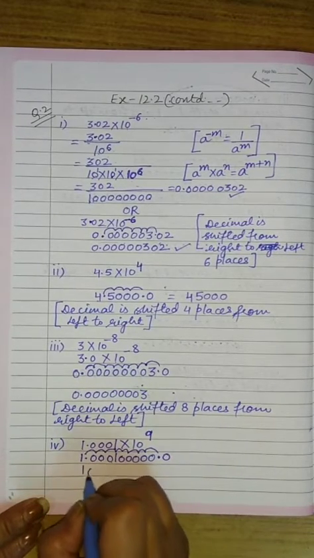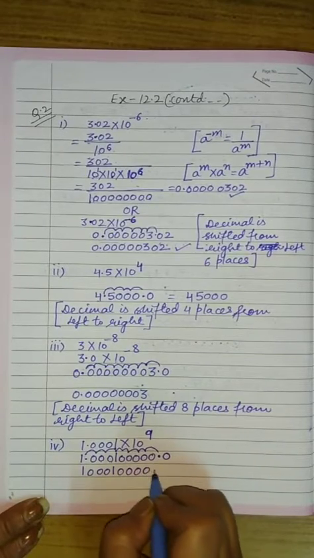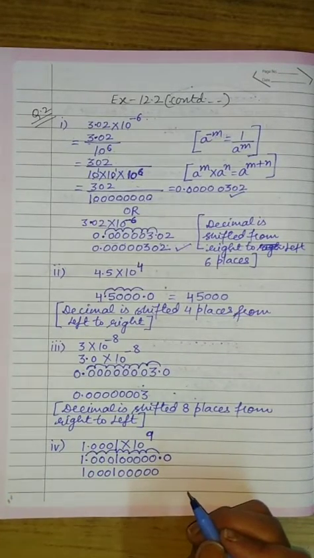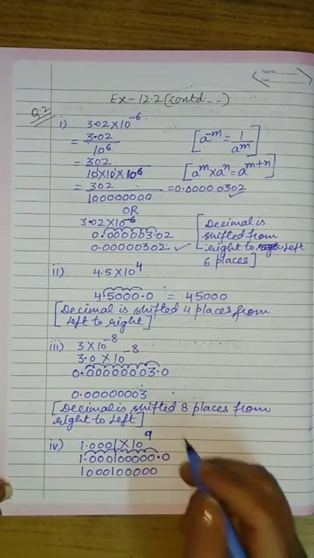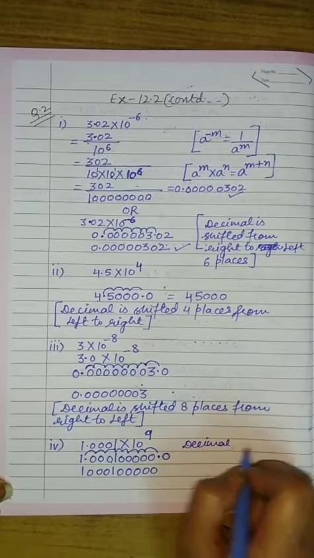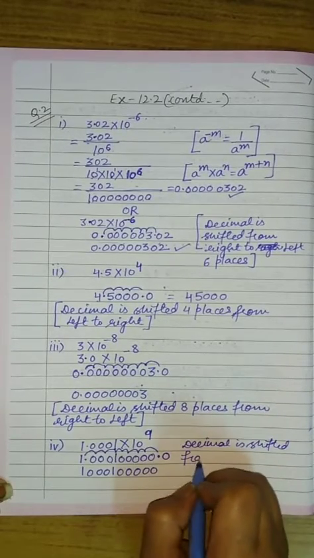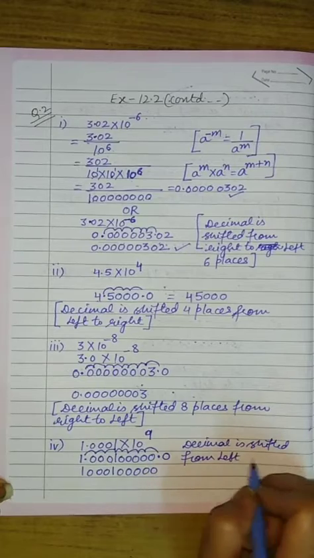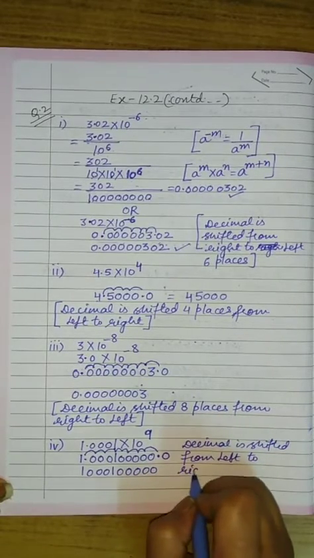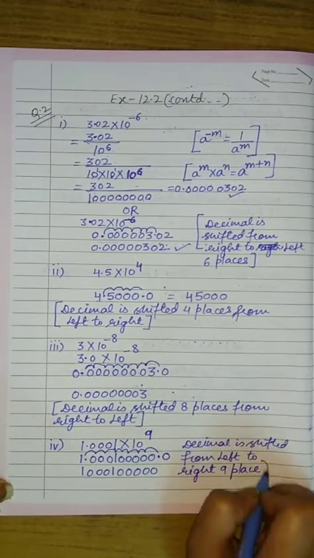10001 00000. Now the number becomes a whole number because the power was positive. So we will write decimal is shifted from left to right. How many places? 9 places. And we got our answer.